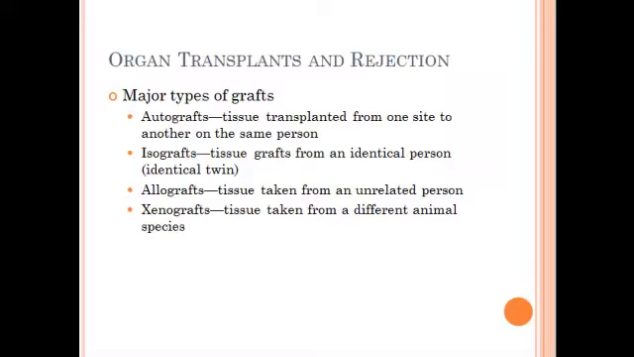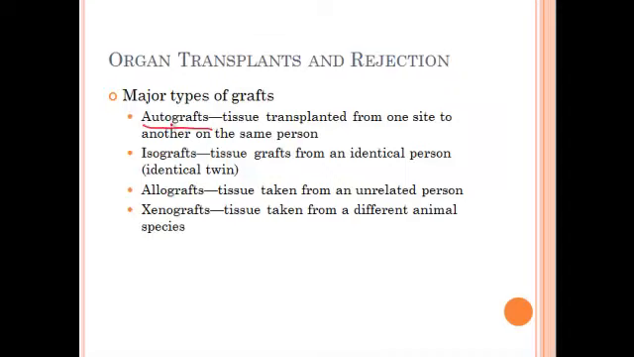So this is a place where we've come a long way in the medical field, where today we're able to do a lot of grafts, we're able to transplant organs in order to save lives and a lot of things. And so grafts can come from a number of different places.